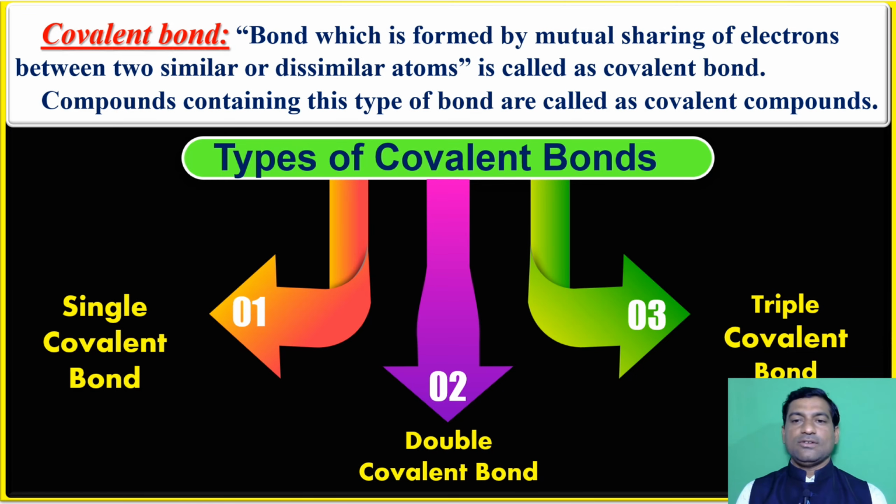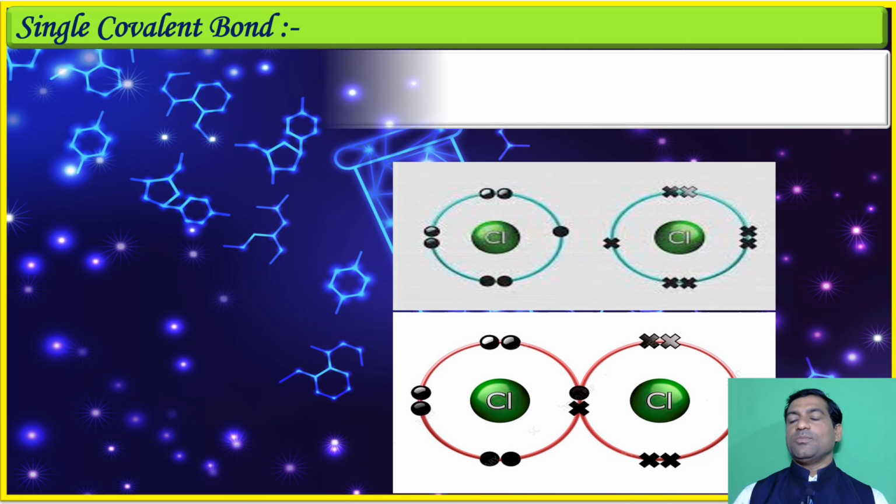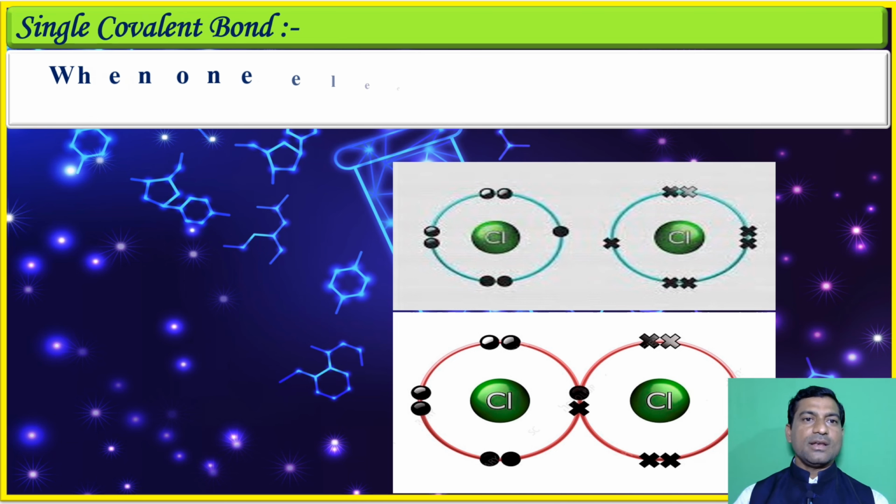is the mutual sharing of electrons between the atoms. The atoms may be similar or dissimilar, and the compounds containing this type of bond are called covalent compounds. There are three types of covalent bond. One is a single covalent bond, second is the double covalent bond, and third is the triple covalent bond. Next, single covalent bond.